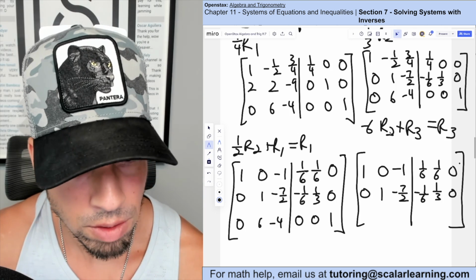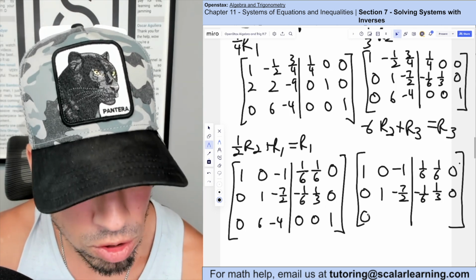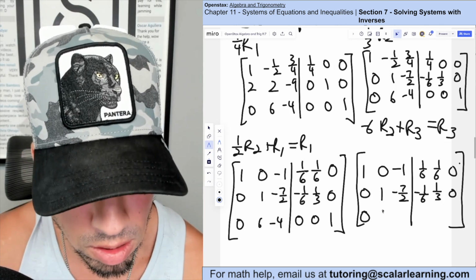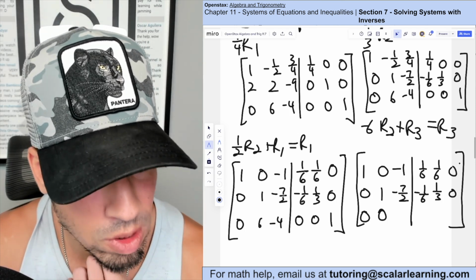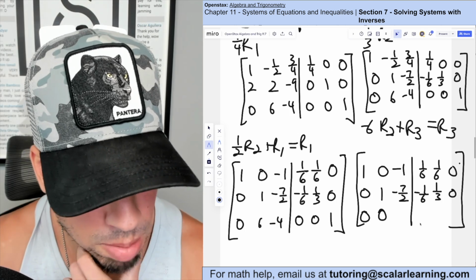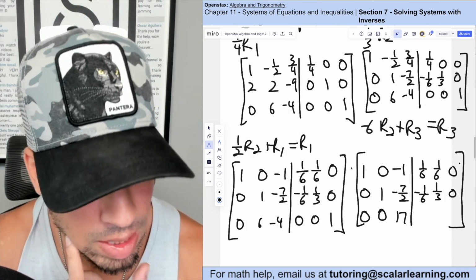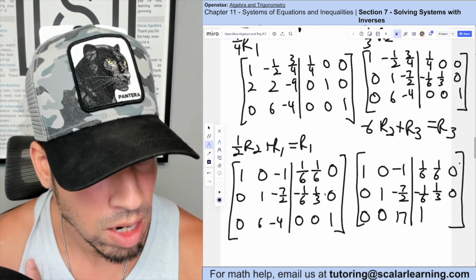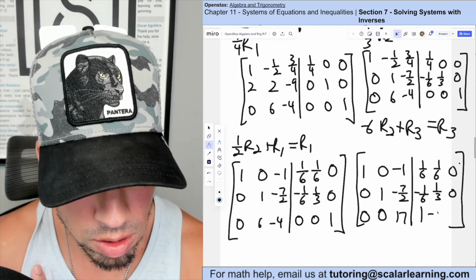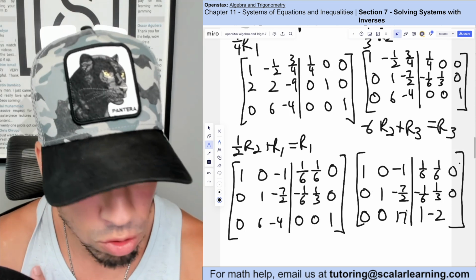Let's write it out. Negative 6 times 0 is 0, plus 0 is 0, times 1 is negative 6, plus 6 is 0. That's what we wanted. Then times negative 7 over 2, that's going to be positive 21, plus negative 4 is 17. Then times negative 1/6 is 1, plus 0 is 1, times 1/3 is negative 2, plus 0 is negative 2, and then times 0 is 0, plus 1 is 1.